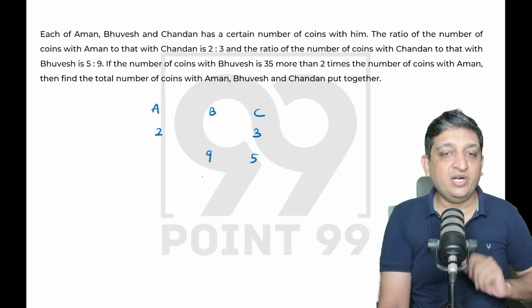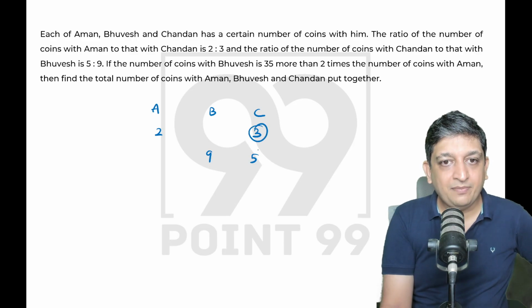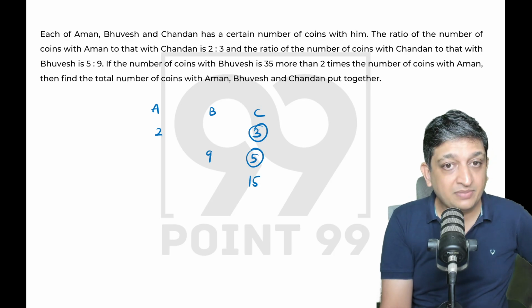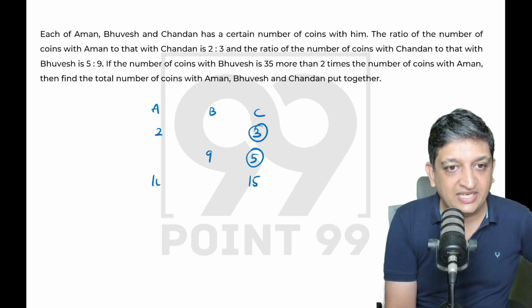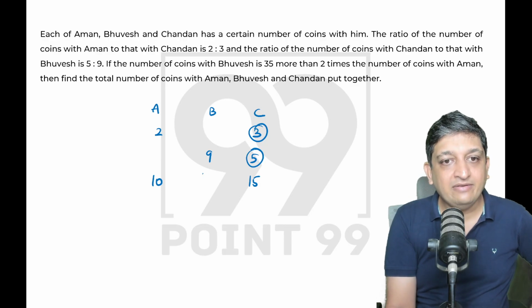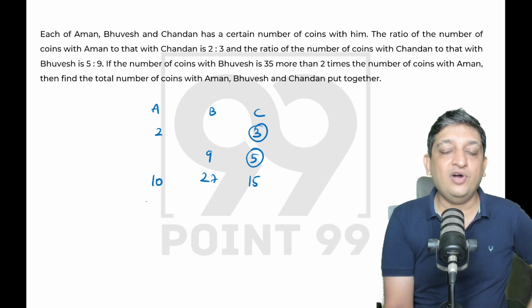So the order is very important here. Chandan has to be a multiple of 3 and 5, so let's say Chandan is 15. Now if Chandan is 15, then what happens? If 3 becomes 15, 2 will become 10. If 5 becomes 15, 9 will become 27. So this is basically what exists.